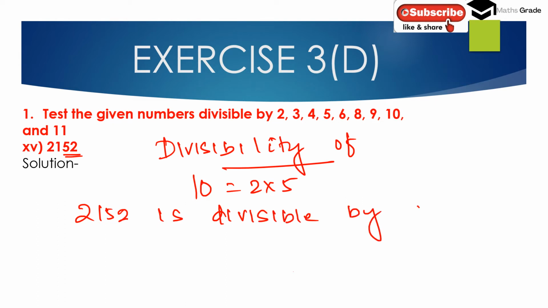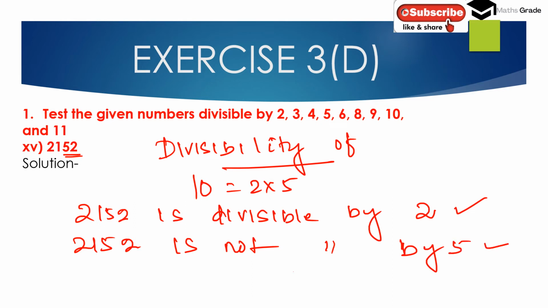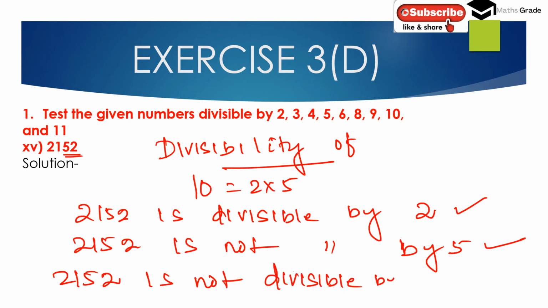Now we will check whether the number is divisible by 5 or not. Here the last digit is not 0 or 5, it is 2, so it is not divisible by 5. So 2152 is not divisible by 5. So 2152 is not divisible by 10, because it is only divisible by 2, but it is not divisible by 5.